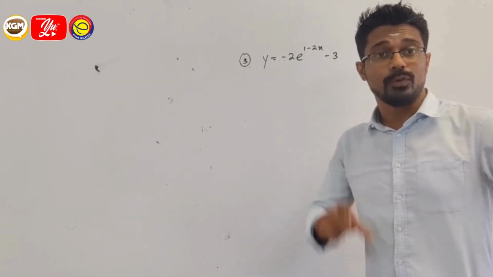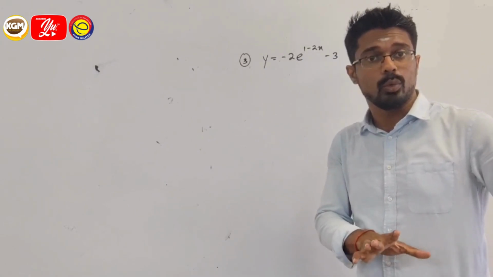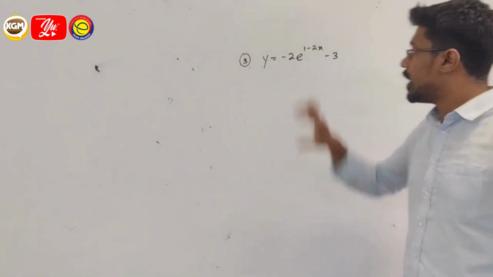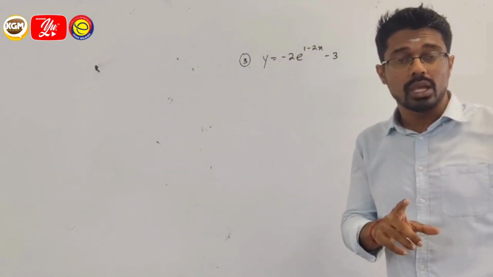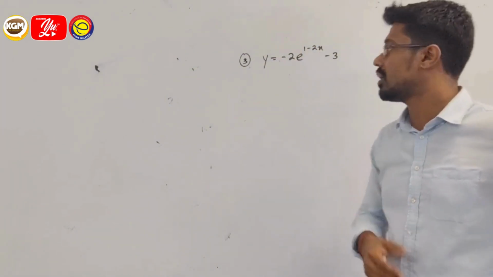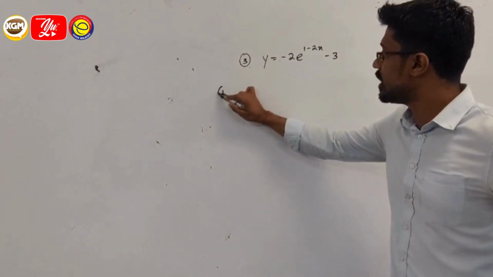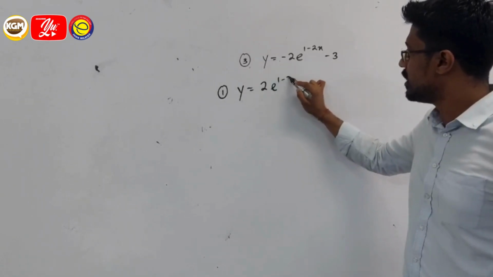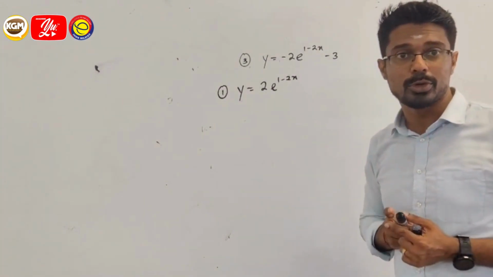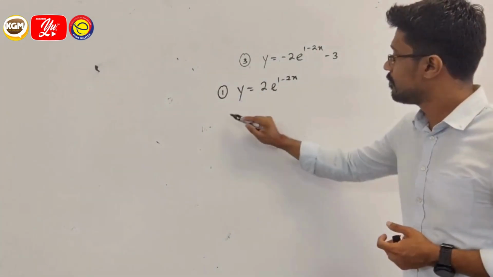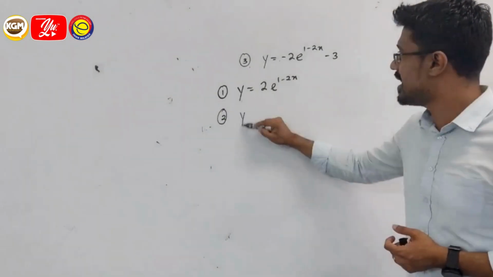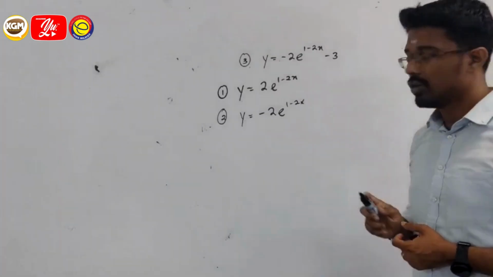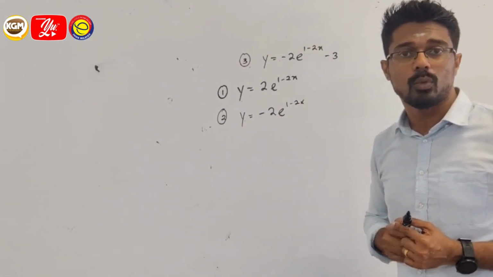Okay guys, if you watched my square root video, you definitely know what I'm going to do with this function. I'm not going to sketch the entire function straight away. I'm going to do it in stages. The first function that we can draw is y equals 2e^(1 minus 2x). Secondly, I'm going to draw y equals negative 2e^(1 minus 2x).